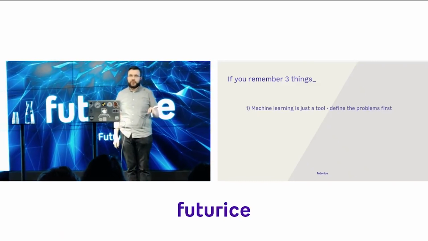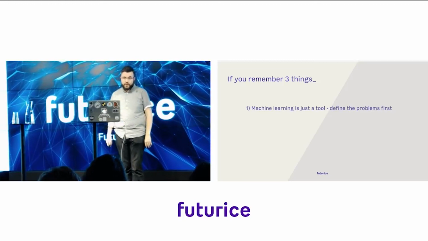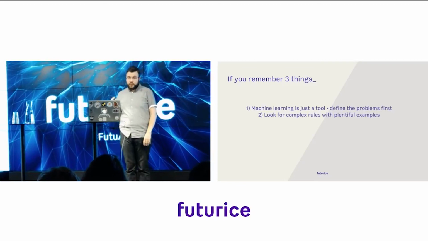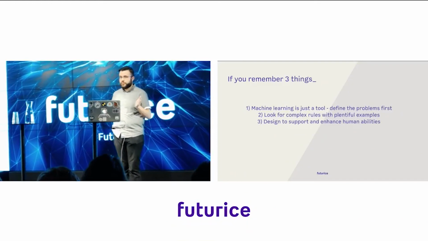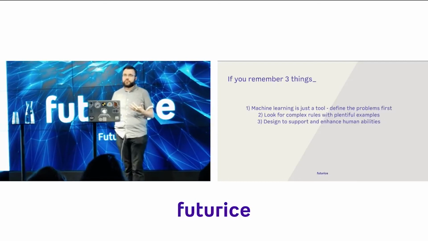It can be extremely powerful, but it's not a general purpose patch. Find the problems first. To find those problems, look for situations where the rules are complex, but it's easy to get examples, because if those things aren't true, then there's no point in using machine learning. And the last thing is that when you set out to solve these problems, you should design for supporting and enhancing human capabilities, because we don't have general AI yet, and we need to bring this collaboration between human and machine to create really great digital services using this stuff.